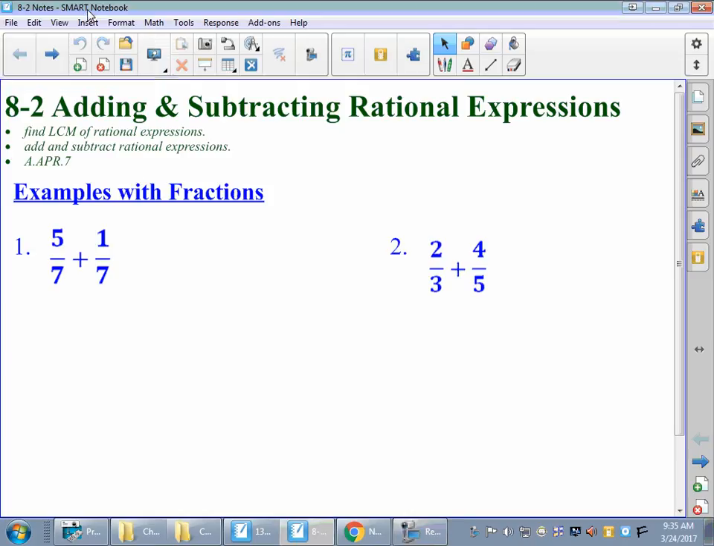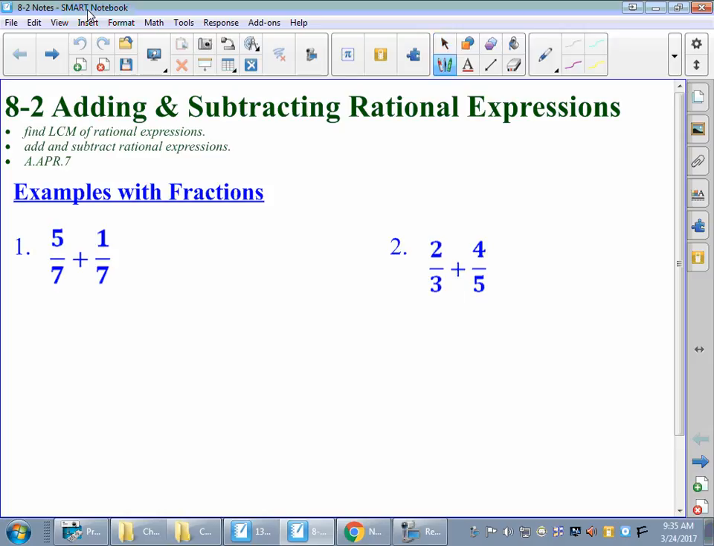These are your 8-2 notes. Today we're going to learn how to add and subtract rational expressions. So once again, we're going to use regular fractions and the principles of adding and subtracting numeric fractions to help guide us when we go to add and subtract rational expressions. So they follow the same basis.